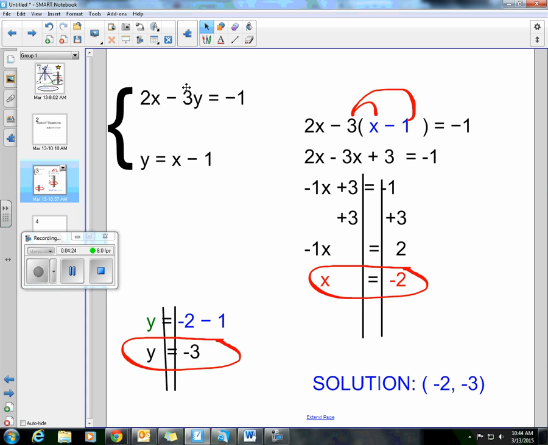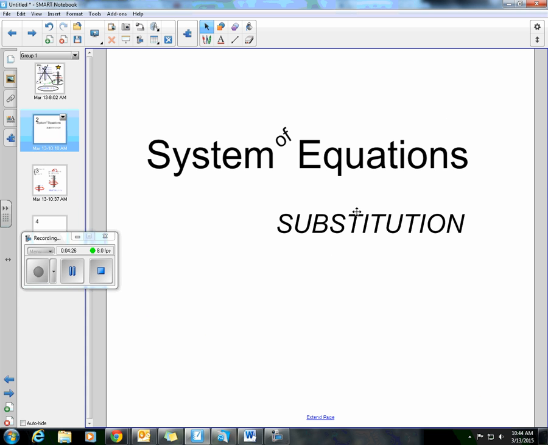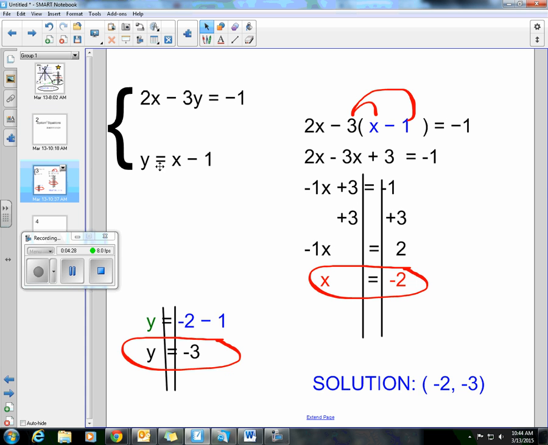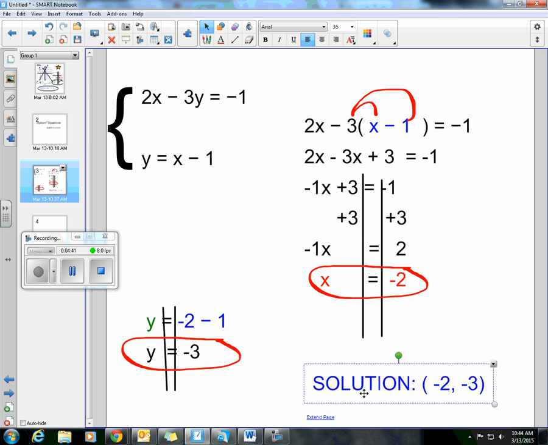We could graph these on a line, but they wanted us to use substitution. So we found out that y was x minus 1. We plugged that in, or substituted it in, and came up with x. Then we plugged x in, and we got our y. And we put it together, and that was our solution. Okay, that's how you do it.